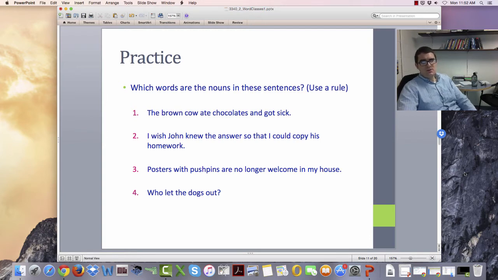So for example, number 3, posters with push pins. So posters, it's plural with an S. We can say the posters. Same with push pins, the push pins. We have 2 push pins. So all of these nouns pass these tests.